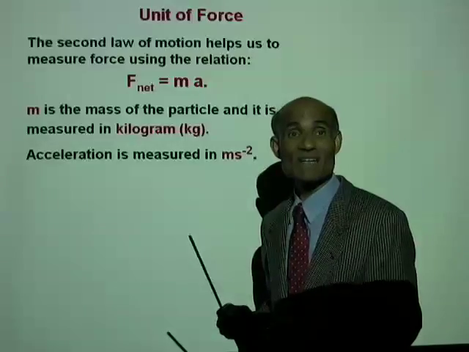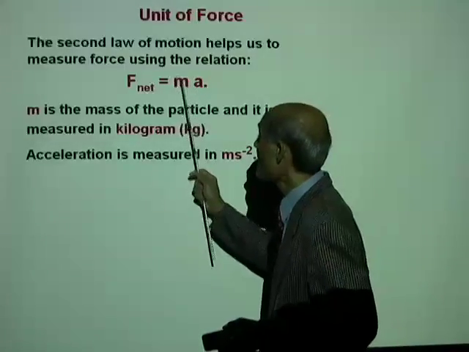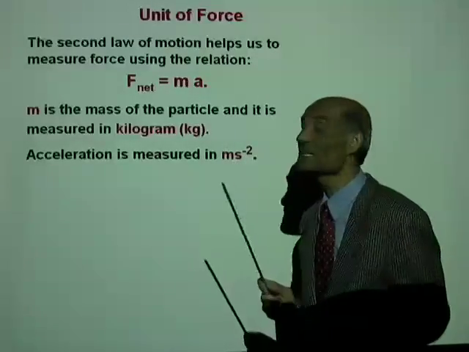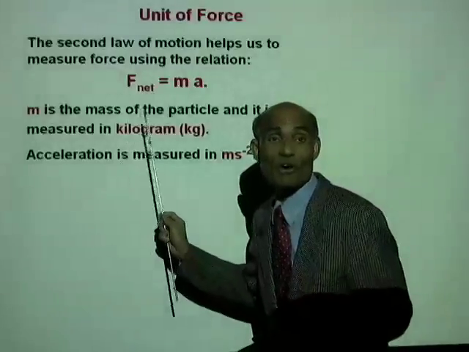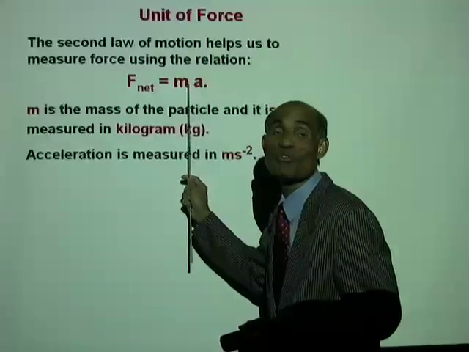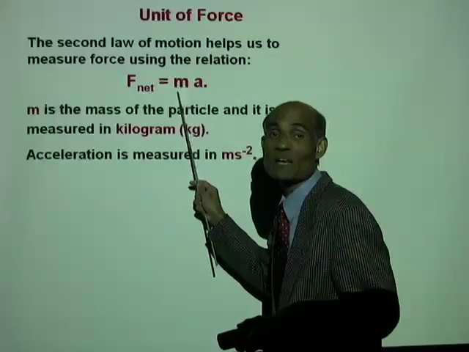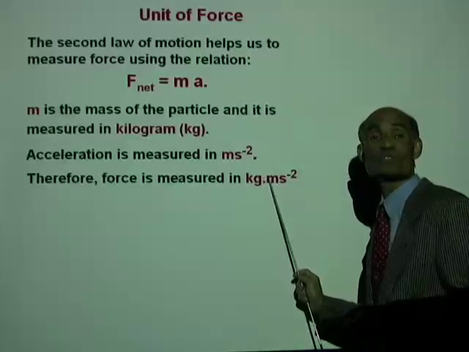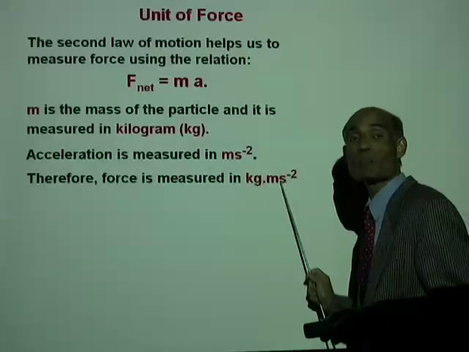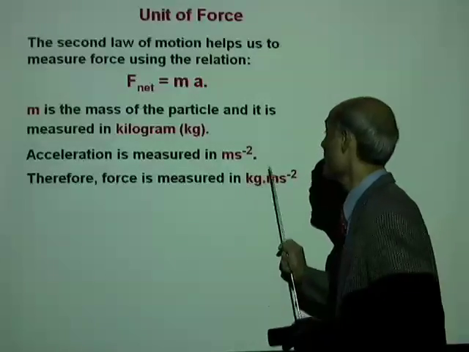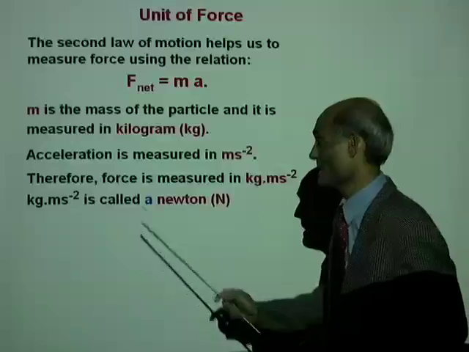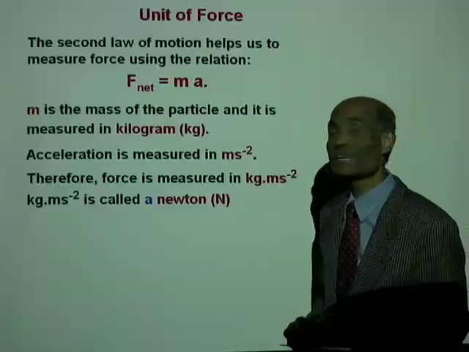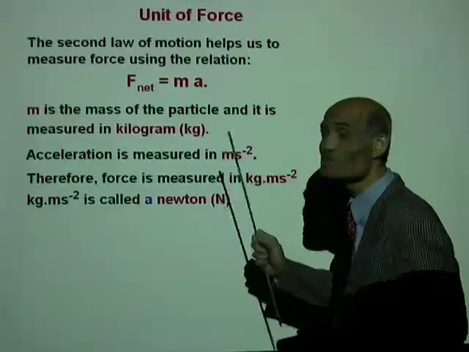Is that right? Yes. Now, mass is measured in kilogram, acceleration is measured in meter per second squared. Therefore, it is easy to define a unit for force. What will be the unit for force? It will be kilogram multiplied by meter per second squared. This is the unit for measuring force. Kilogram meter per second squared. Now, this has a name, and that is called a Newton. 1 kilogram meter per second squared is called a Newton.